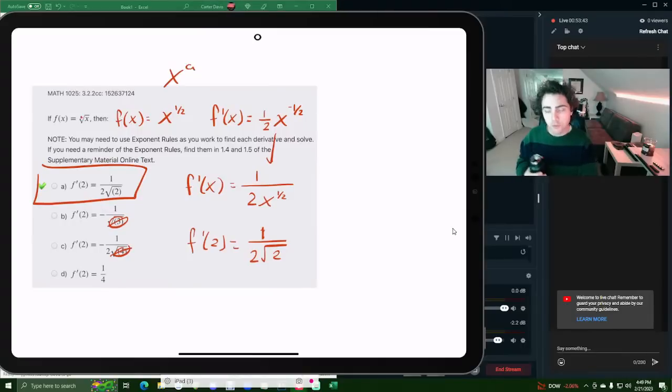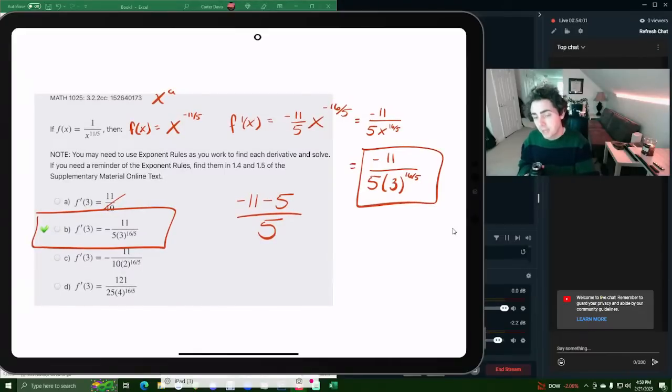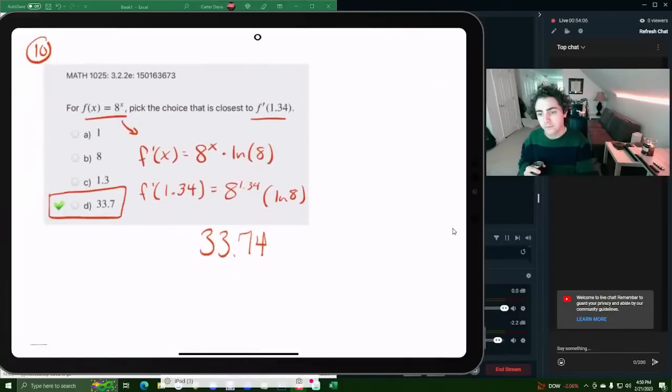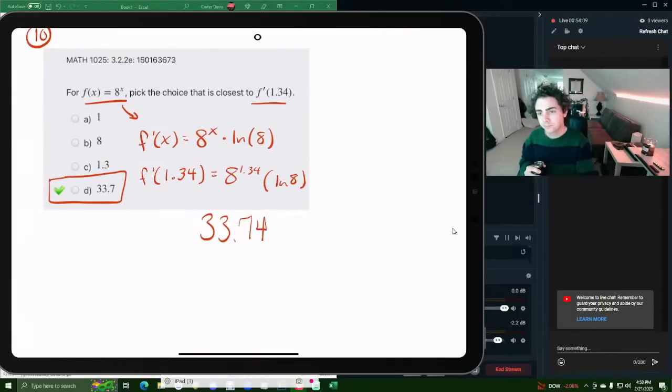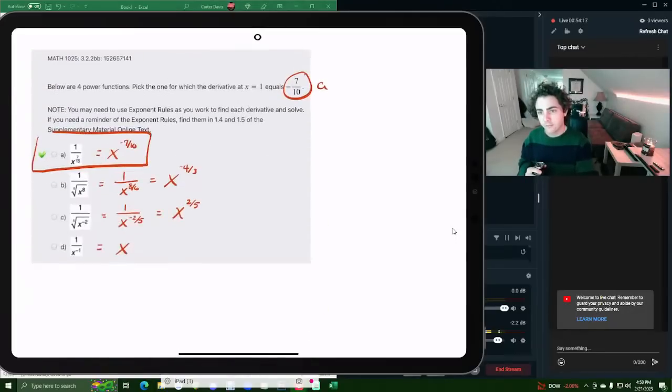Anytime you see a root, you'll want to rewrite that function as x to, in this case, if it is a square root, x to the 1/2. If it's a cube root, x to the 1/3. If it's a fourth root, x to the 1/4, and so on. You always rewrite it before you take a derivative. If you see any x terms in the denominator, again, you'll want to rewrite that function first before taking the derivative. This one, there was kind of a shortcut. Just rewrite each of them, and then whatever your a value is shows you what your answer is.